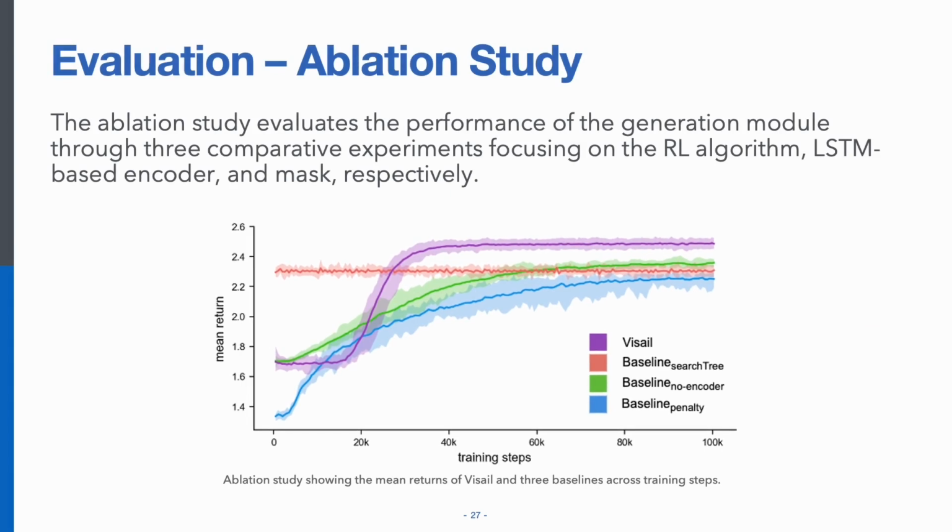The ablation study evaluates the performance of the generation module through three comparative experiments focusing on the RL algorithm, LSTM-based encoder, and mask, respectively. The results showed that the mean returns of VIS is higher than other baselines.